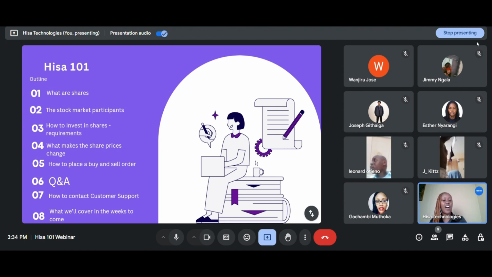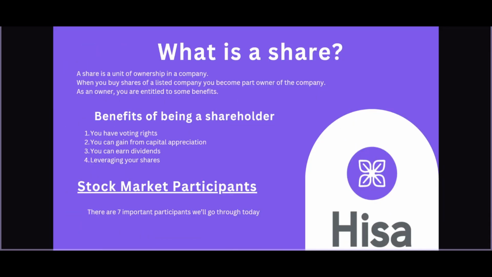Then we will have a Q&A session whereby you'll be in a position to ask any questions that you have, anything that you feel I have not touched on. Then we'll finish with how to contact customer support and what we will be covering in the coming weeks. All right? Okay. So let's start with what are shares.